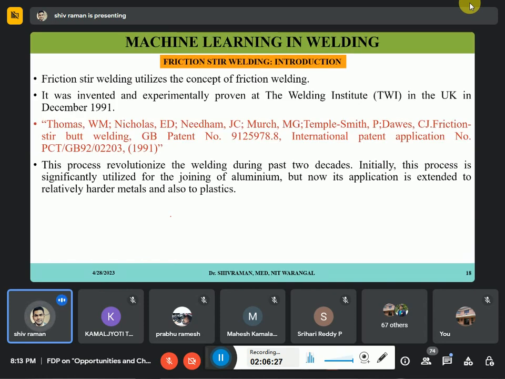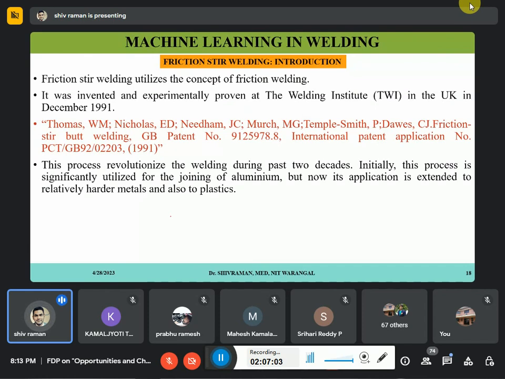Here we will explain the machine learning algorithm in terms of friction stir welding. This particular process is very close to my heart. My master's and PhD are on friction stir welding. It comes under the solid state welding processes, which utilize the concept of friction welding, where we rub two surfaces against each other. The same concept was utilized, but with different tweaking. This process was developed in Sweden by The Welding Institute in Cambridge.